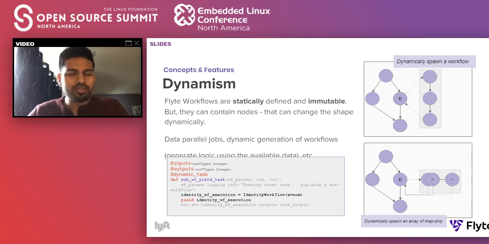And dynamism is very useful in some cases. Let's take an example. On the right-hand side on the top, there is a workflow of D is the node in that workflow or in that graph, which wants to generate a new workflow based on some user provided input. And so it just spits out a workflow that the Flyte engine knows how to work with. This comes with some risks. This workflow may not be conformant, so it may not produce the exact outputs that you desire. Or it may be broken just because it's uncompilable.